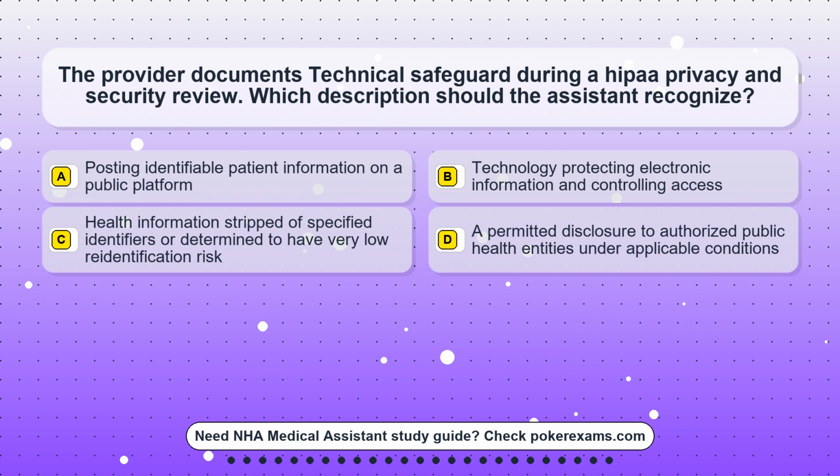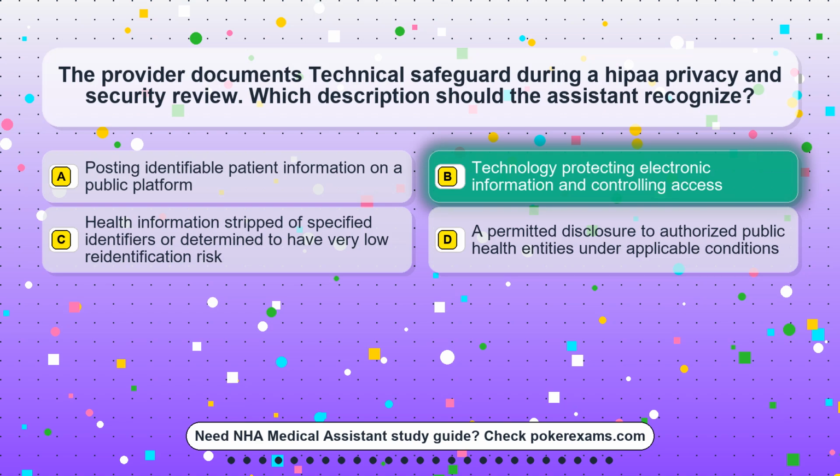Question 3. The provider documents technical safeguard during a HIPAA privacy and security review. Which description should the assistant recognize? Option A. Posting identifiable patient information on a public platform. Option B. Technology protecting electronic information and controlling access. Option C. Health information stripped of specified identifiers or determined to have very low re-identification risk. Option D. A permitted disclosure to authorized public health entities under applicable conditions.